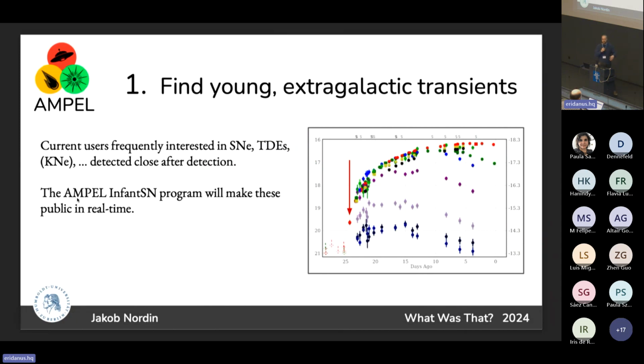And this program will continue into the LSST. This will be a very small set, a few candidates each night that can be easily visually inspected. And these will then be made available on the AMPEL webpage, but also on other front ends that you can access. So they will be there, and you can in some sense access them without knowing anything else.